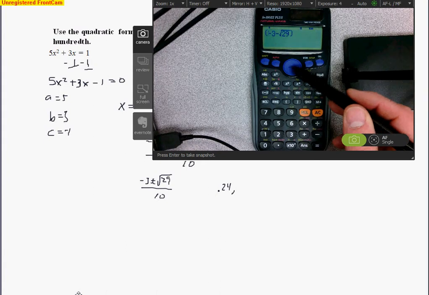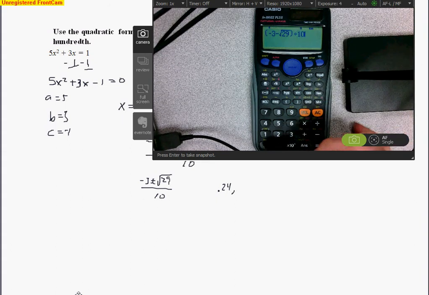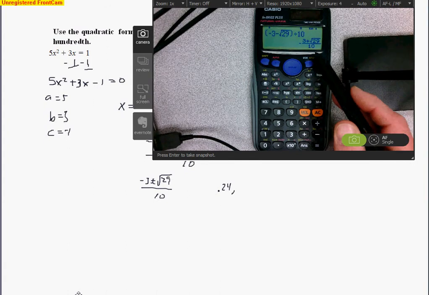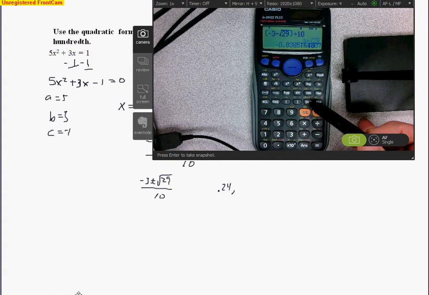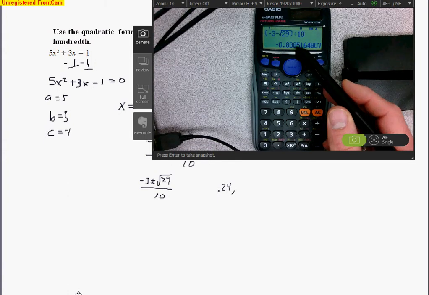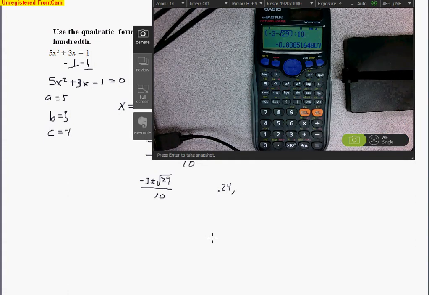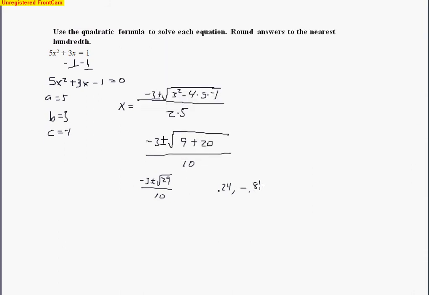And so I'll go ahead and go down now and divide this by 10. And then that gives me what I'm saying here, -3, the opposite of 3, plus or minus the square root of 29 over 10, and then I'll press the SD button, and it gives me -0.83. And I'm going to end up rounding this up to -0.84, and 84 hundredths. And so I'll write that number in there, -0.84. And then those are my two solutions.